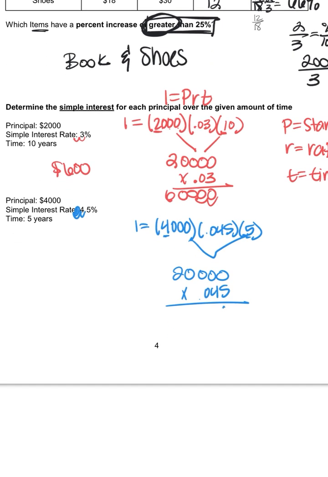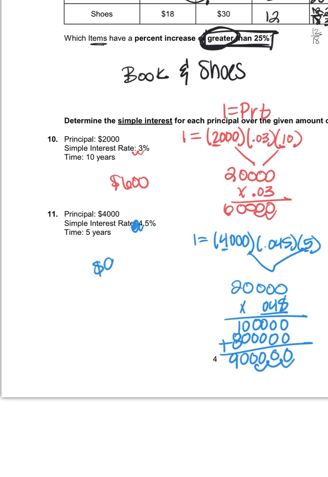5 times 0 is 0. 5 times 2 is 10. Placeholder, 4 times 0 is 0. 4 times 2 is 8. Add my numbers. 0 plus 0 is 0. 1 plus 8 is 9. I have 3 place values this time, so go 1, 2, 3 to give me an interest of $900.